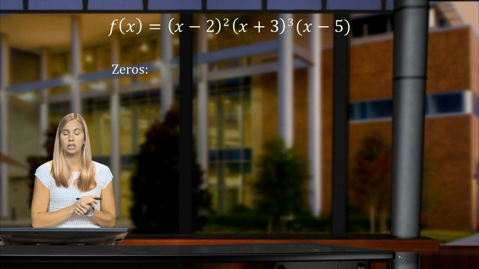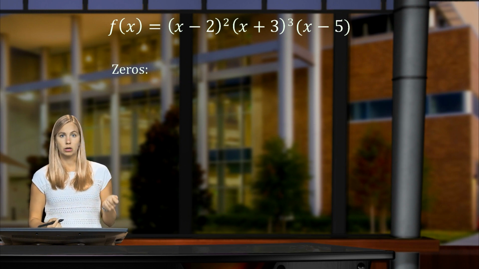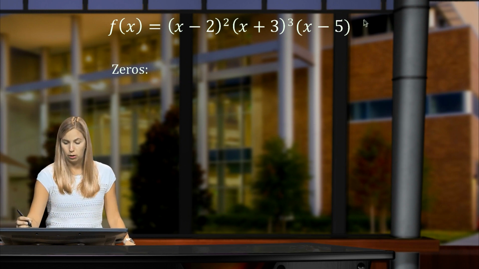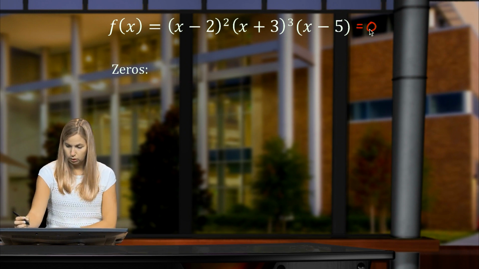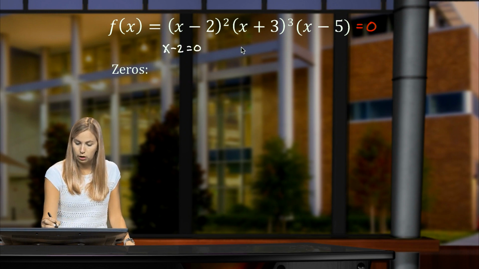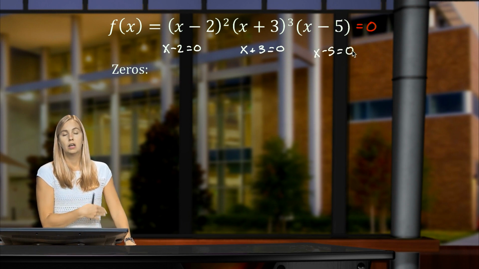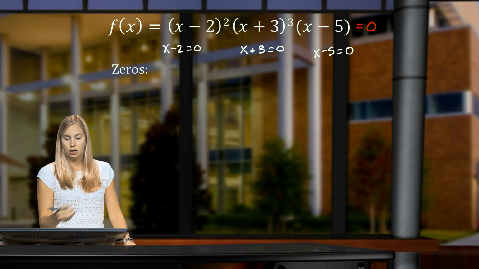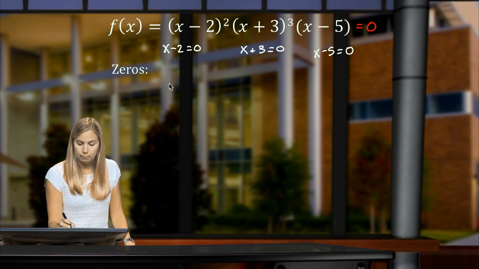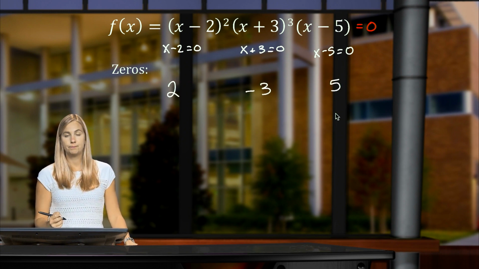Okay, so let's look at this function. F of x equals (x minus 2) squared times (x plus 3) cubed times (x minus 5). First, let's identify the zeros. That's where your polynomial equals 0. So if I set this equal to 0 to find my zeros, you're setting each factor, x minus 2, x plus 3, and x minus 5, equal to 0. We're used to doing this from graphing and solving quadratic functions, so this shouldn't be too challenging. Our zeros are at positive 2, negative 3, and positive 5.